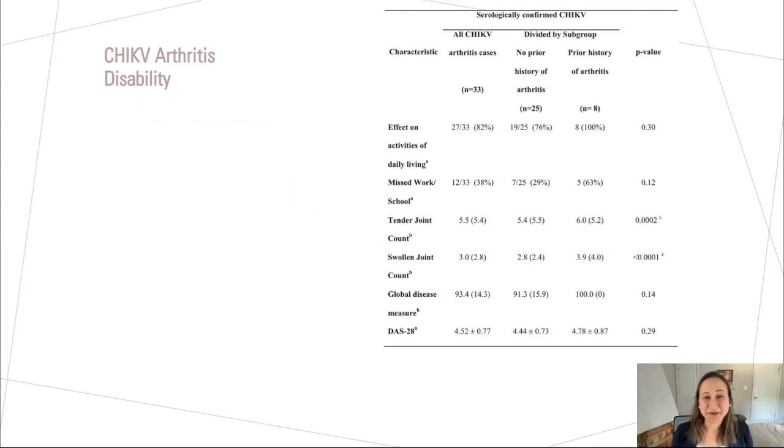The disability in the chikungunya patients was significant, with approximately 80% having an effect on their activities of daily living, approximately a third with missed work. The patients had about 5 tender joints and about 3 swollen joints, and the disease activity score mirrored that of rheumatoid arthritis.